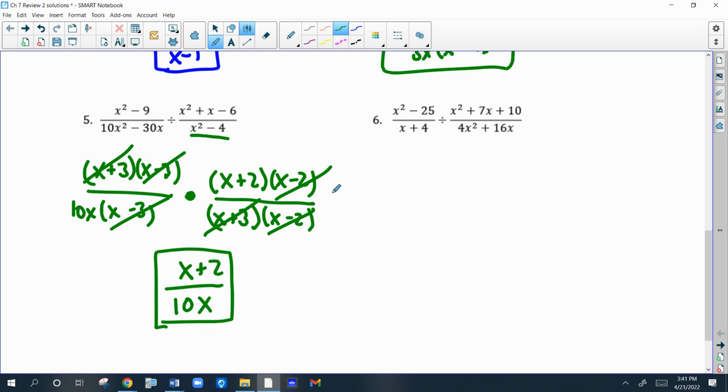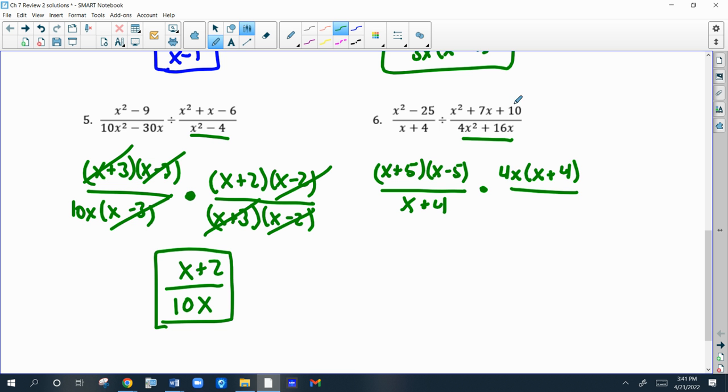6 is the same as 5. So let's factor the top quickly. X plus 5, x minus 5. The bottom of that is x plus 4. Multiply, we're going to factor both of these, but we're going to flip them. So I'm going to start with this one. They have a common factor of 4 and an x, so I'll factor out 4x. You're left with x plus 4. The top, factors of 10 that add up to 7, 5 and 2.